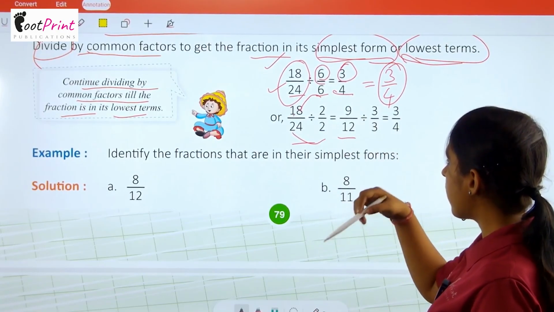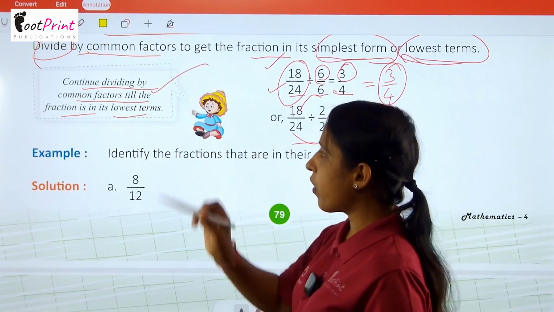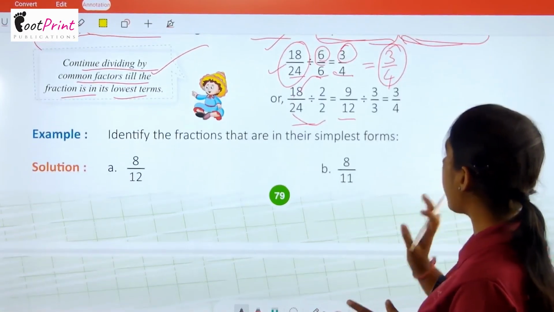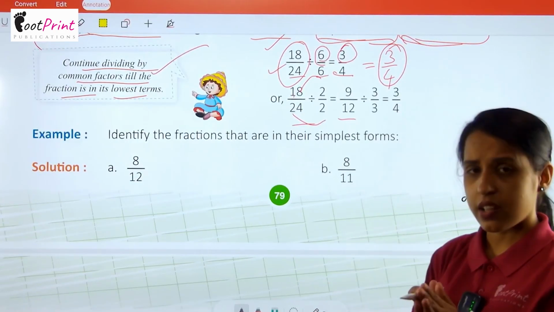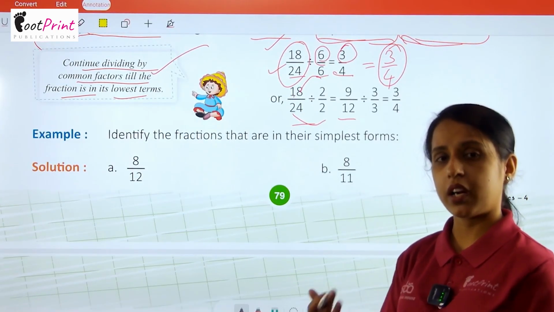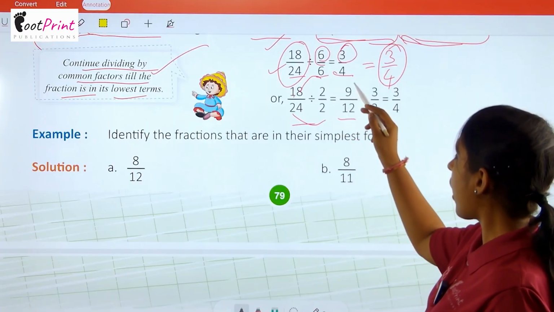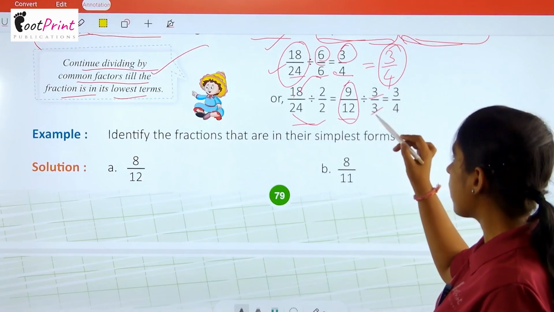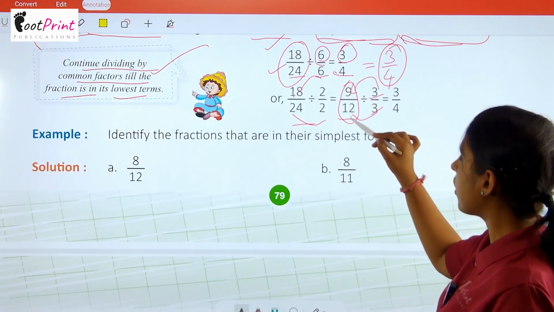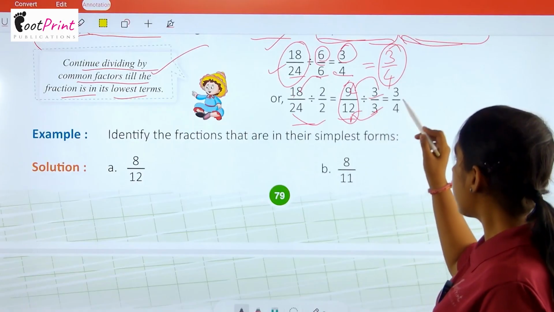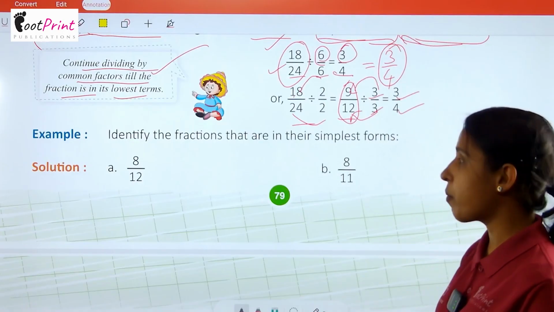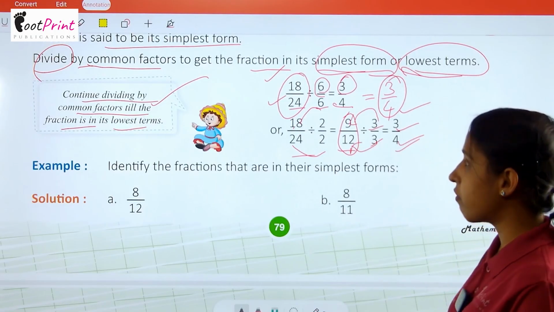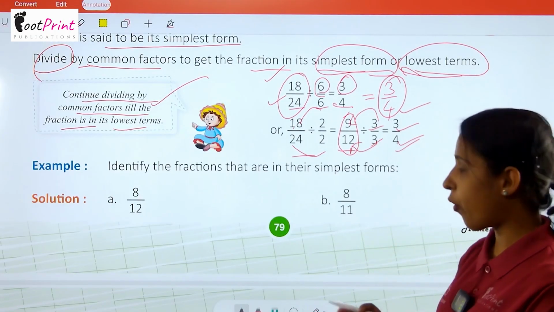Here now we know we have to continue dividing the number till we get the simplest form. जब तक हमें simplest form नहीं मिल जाती तब तक हम क्या करेंगे? डिवाइड करते रहेंगे. So here we have 9 by 12 but their common factor is also here, what? 3. So now we will divide both the numerator and denominator by 3. So what will we get? We get 3 by 4. So here just like that we can find out the simplest form of the numbers.